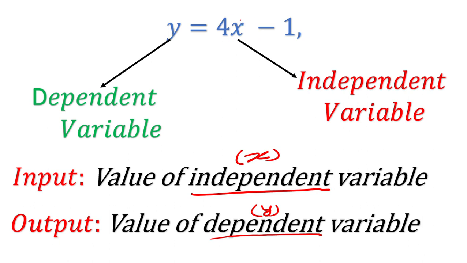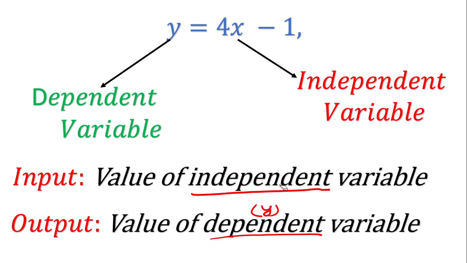So here you can see that x is written with 4 and with minus 1 as the operation. Okay, 4 times x minus 1. So x is not written alone, it is not written single. So this is called the independent variable. Whereas y is written single, it is not written with any other number. So this is called the dependent variable.